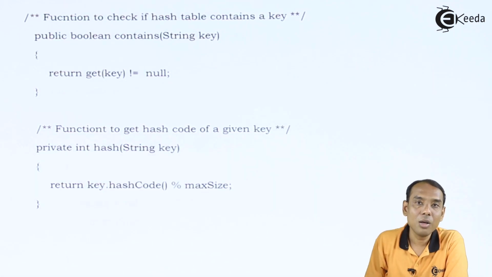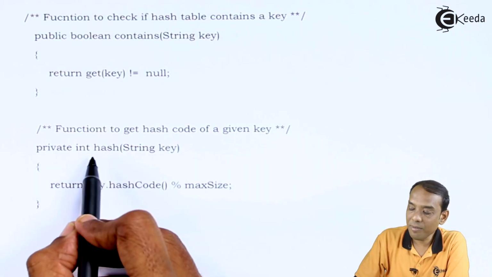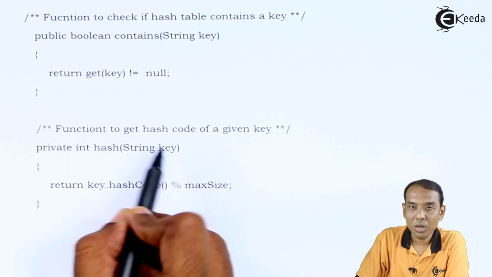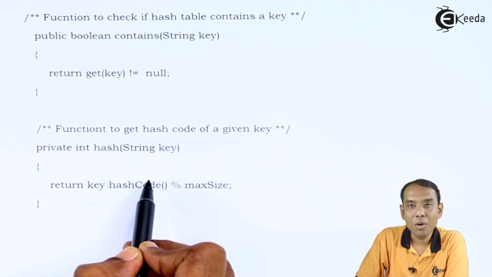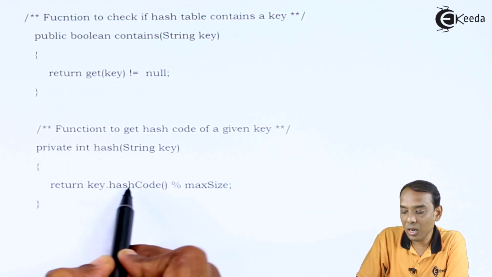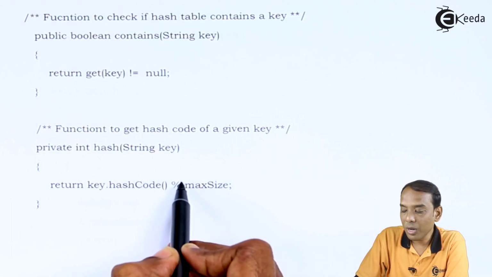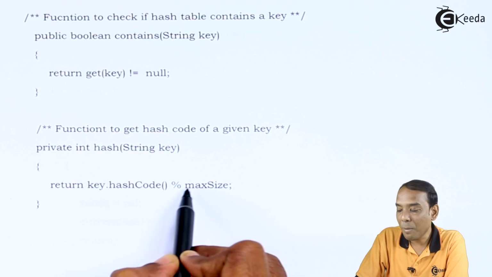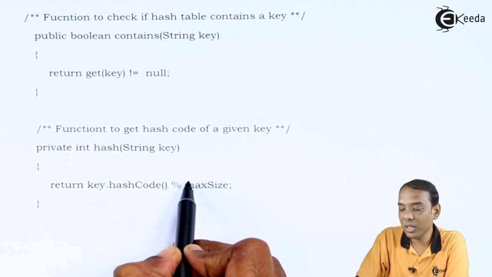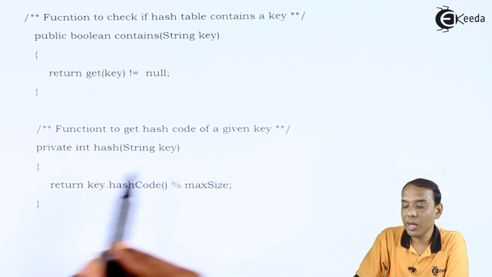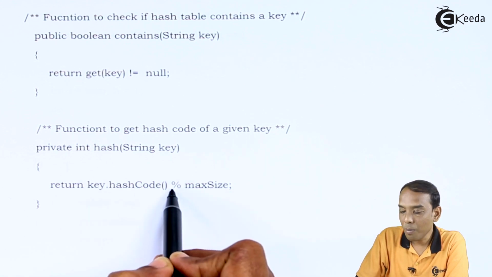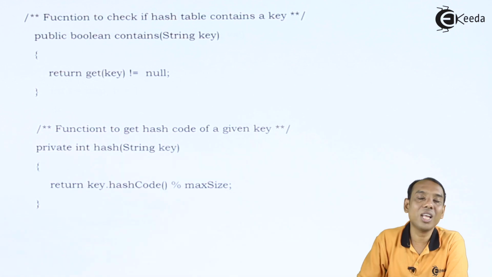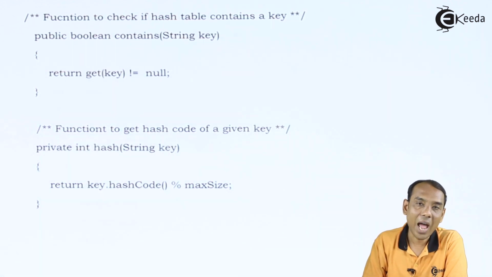In similar pattern, we check for the hash code. We have int hash string key. We return key dot hash code function is called, in which we are going to divide it by the maximum size, but we are not going to take the quotient, we are going to take the remainder. Hence we write down return key dot hash code function mod max size. This is how you take the value of the hash code of the given hash table.